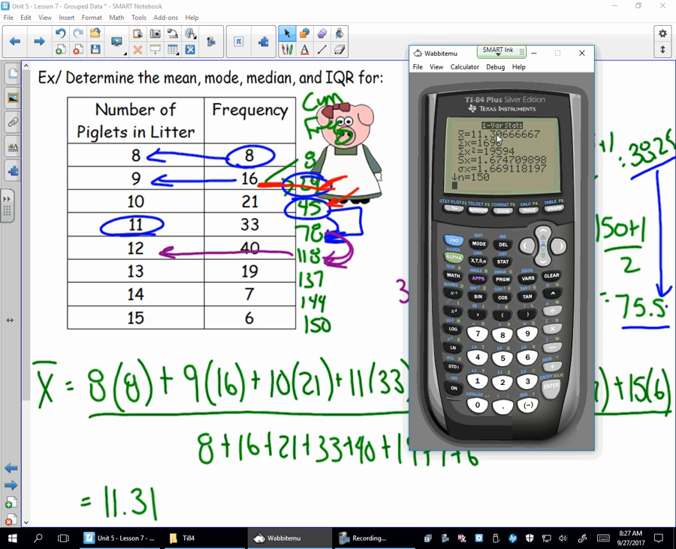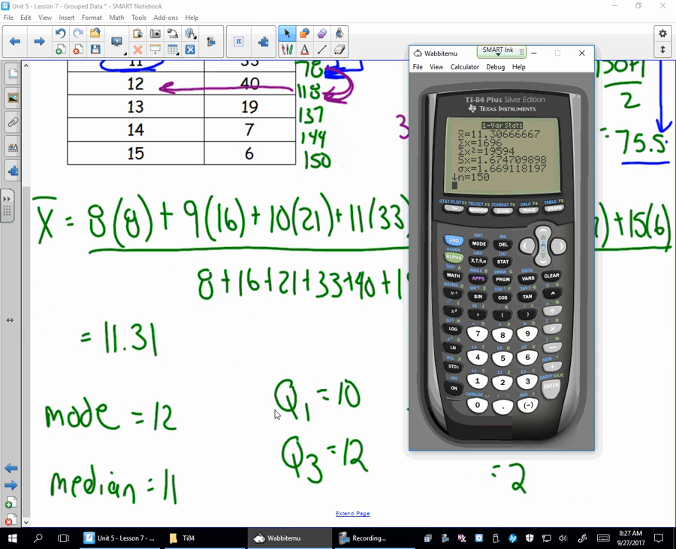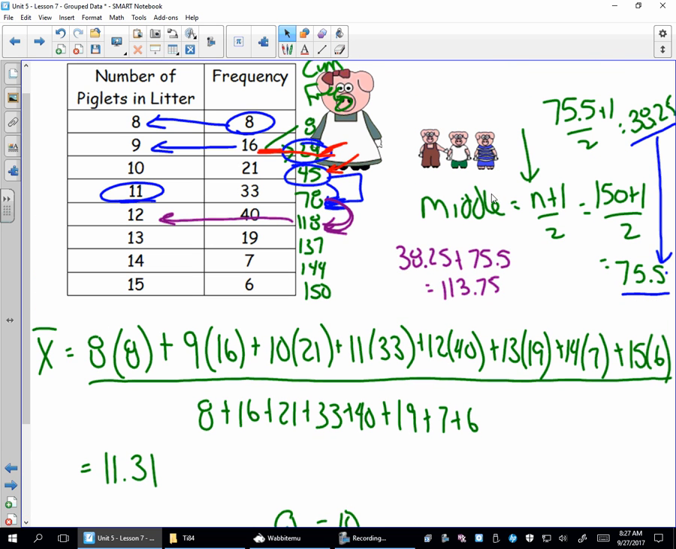11.31, that's pretty accurate. And we went down here, we found our mode, that's off the table. Our median we said was 11, yep. Q1 was 10, perfect. Q3 was 12, great. Okay, it works pretty quick, doesn't it? Way faster than doing it by hand and having to think about where is the middle of all this stuff.